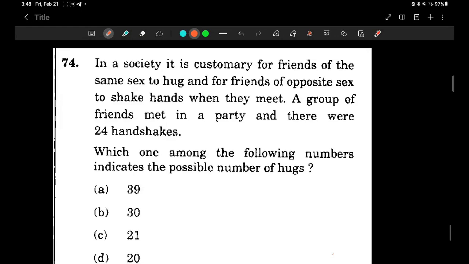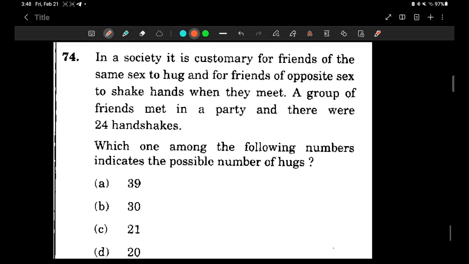In this question, we're going to be needing some new concepts. So pay attention. In a society, it is customary for friends of the same sex to hug, and for friends of opposite sex to shake hands when they meet.